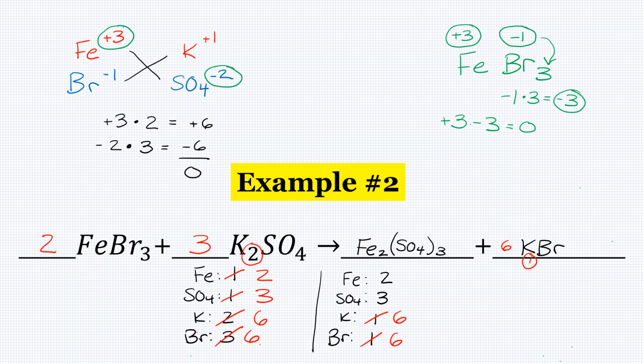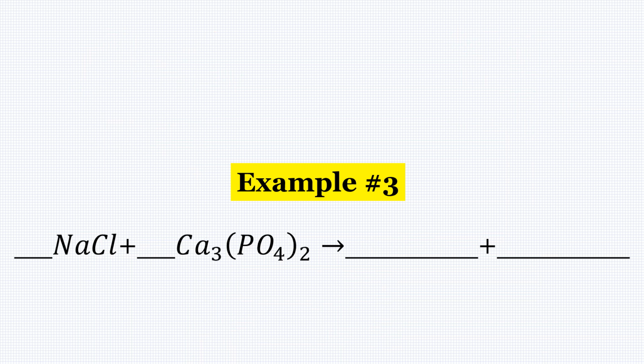So sometimes, like I said, when you're balancing, you've got to go back and forth. You might need to tweak numbers to get everything to balance, but as long as you do the table method and you're careful and you keep track of everything, you will get the right answer. All right, we've got one more example here.